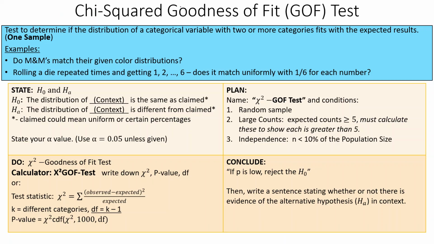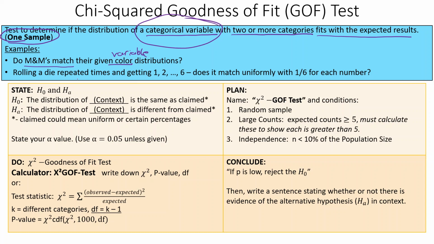All right, so here's how the chi squared goodness of fit test works and examples of when we would use it. It's used to determine if the distribution of a categorical variable with 2 or more categories fits the expected results. In other words, we are working with one sample. There's 3 different chi squared tests, and you have to be able to tell them apart. Chi squared goodness of fit is one sample and one categorical variable. So, do M&Ms match their given color distribution? We take one sample, like one bag of M&Ms or 2 bags of M&Ms or whatever, and the one variable is color.